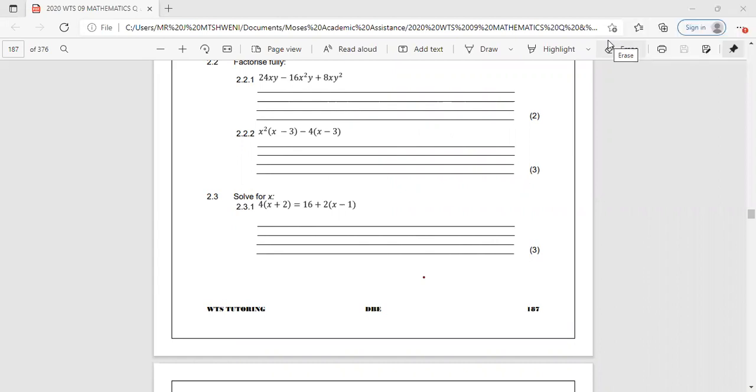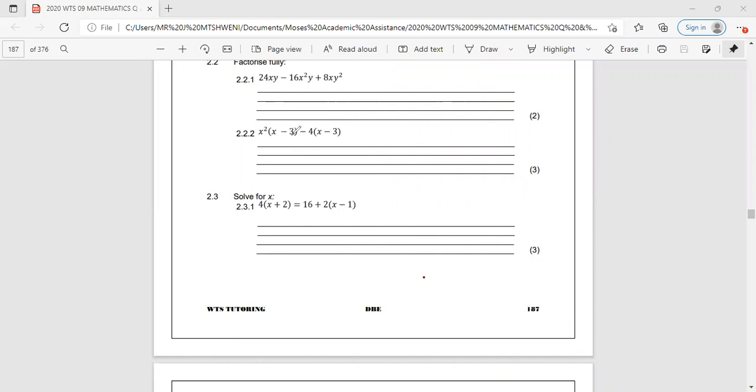I'm going to hide myself so that I can do things properly. Right, get straight to the point. 2.2.1, let's start. All right. Right, 2.2.1, this one.